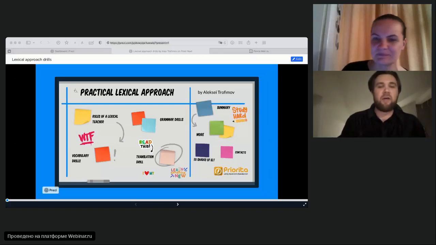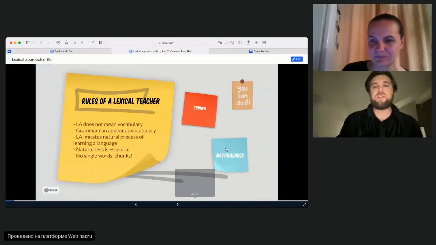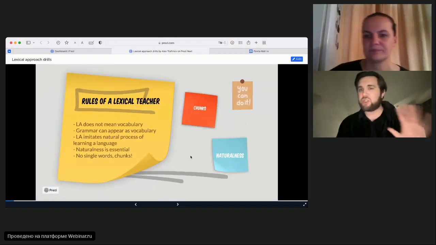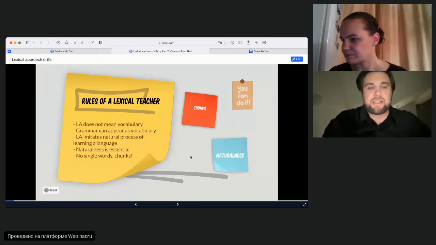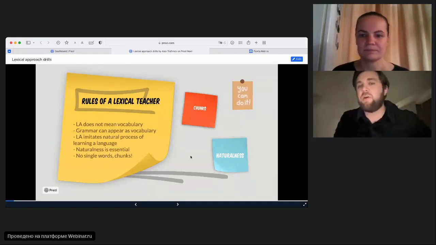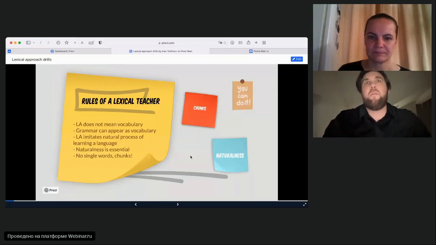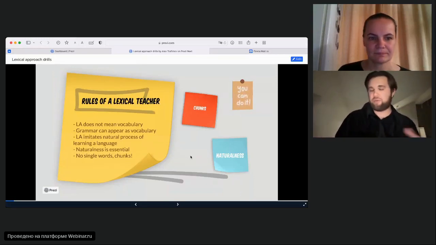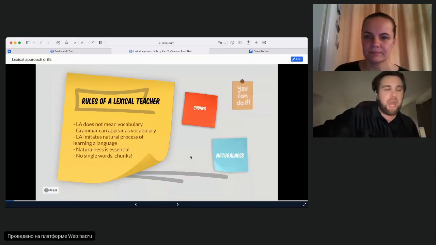Okay, so let's start with some rules of a lexical teacher. Of course, there are lots of them. It's philosophy and so on, but I'm going to make it short and quick. No theory overboard. We are going to be really quick with theory. So lexical doesn't mean vocabulary. This is the first stereotype that everybody has to break. We typically hear lexical approach, lexis means vocabulary, so it's about vocabulary. No, it's about everything. It's the whole approach to language teaching.